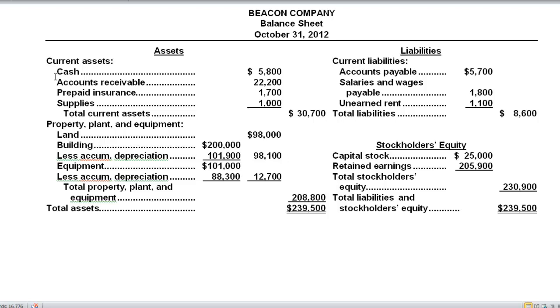So we have cash, accounts receivable, prepaid insurance, supplies. We could have inventory, things like that here. Now we list these current assets, which are assets that are expected to be consumed within the current year. We're going to take these guys and list them in their order of liquidity. Liquidity is the ease with which we can convert these guys to cash. So naturally cash is going to come first. We have a subtotal here for them.